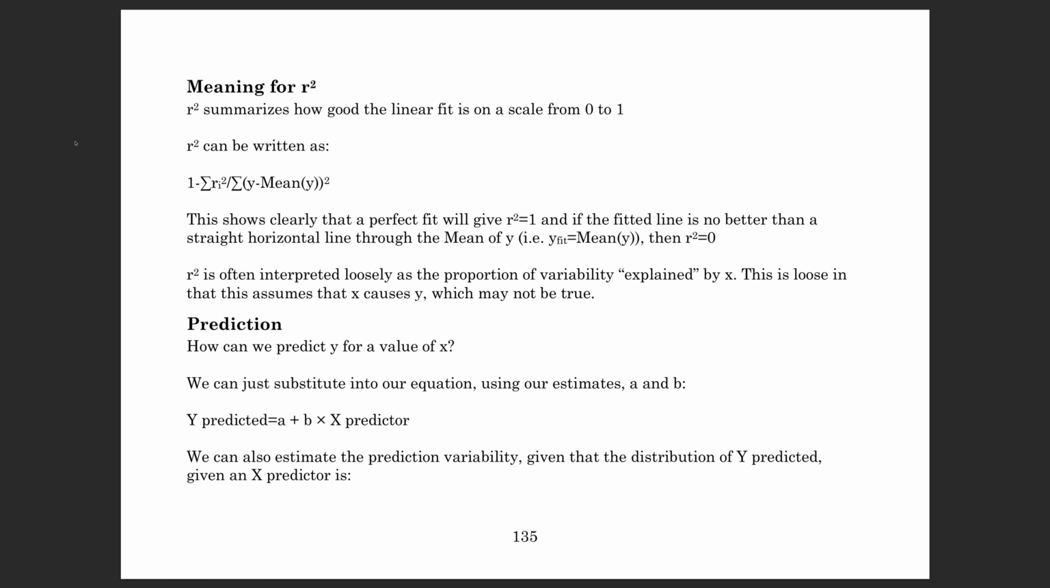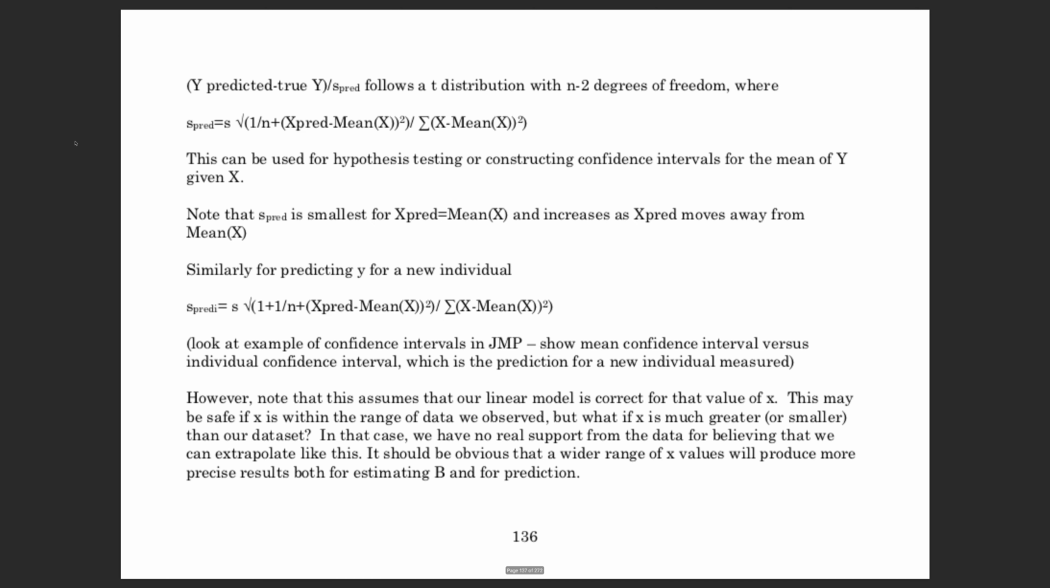So what about prediction? How can we predict y for a value of x? Well, it turns out we can just substitute into our equation using our estimates little a and little b. So the predicted value of y will just be little a plus little b times our x predictor value. And we can also estimate the prediction variability given the distribution of y predicted. So the deviation of the predicted value from the true value of y follows a t-distribution after we scale by s-pred. So s-pred is s-scale multiplied by something a little bit more complicated.